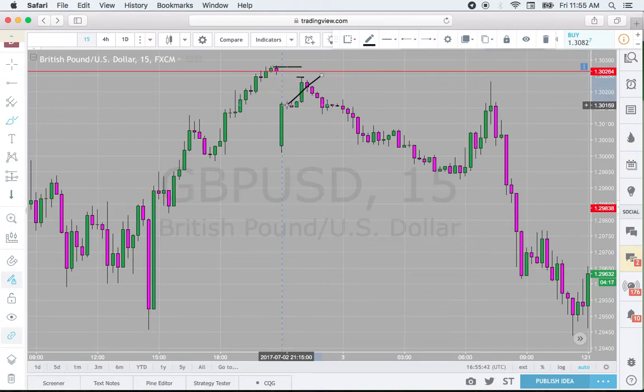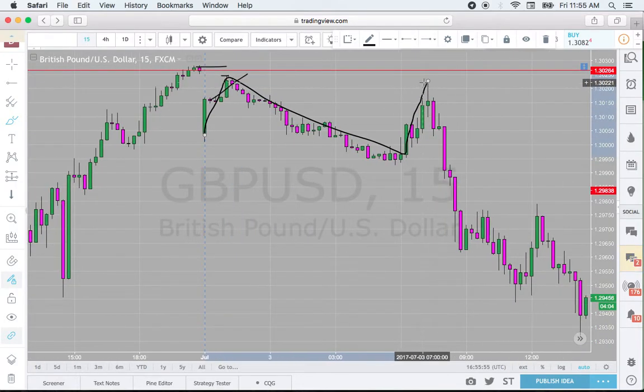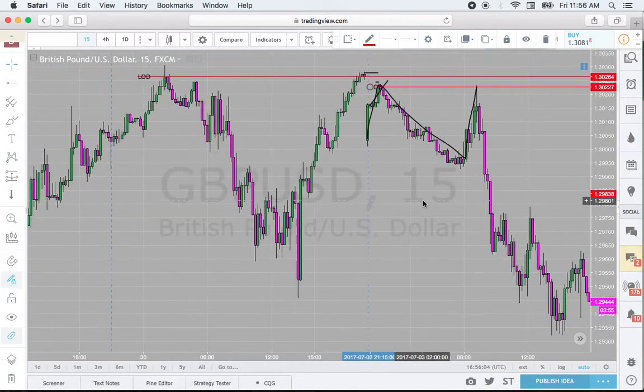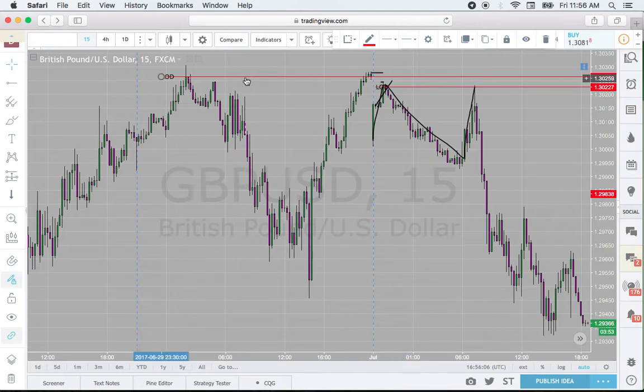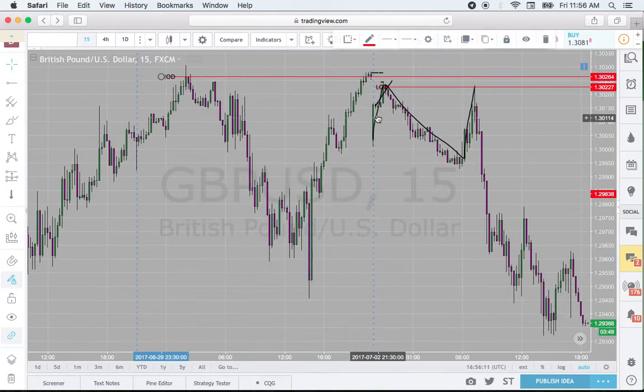You could have sold there seeing that this was Asian session, or you could have waited a bit more, and then what do you know? Another stop hunt exactly to the high. Exactly to that high, right? So the high of this day in correlation with the high of the previous week. Both M formations.